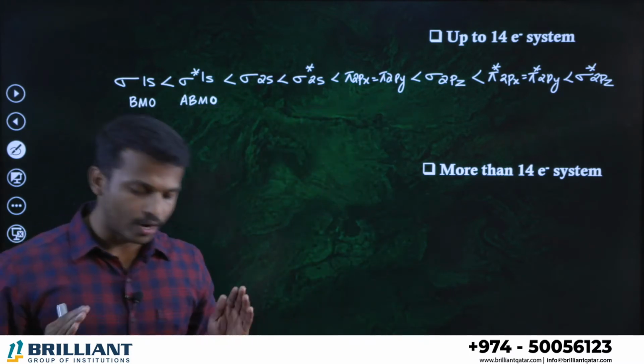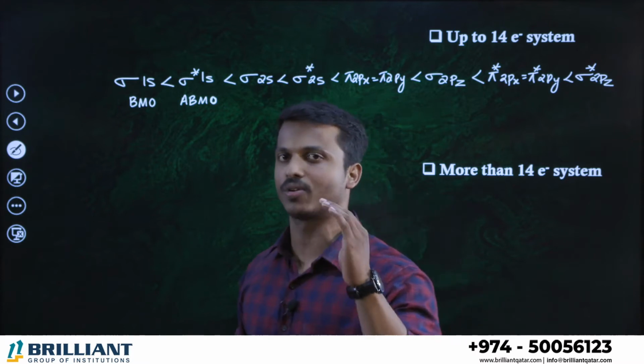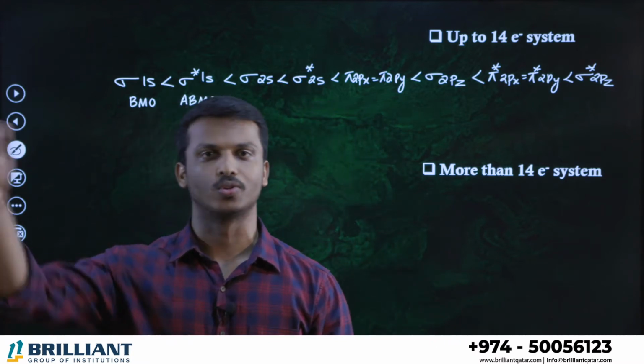If you know this order regarding molecular orbital theory up to the 14 electron system, you will be able to answer all those questions.